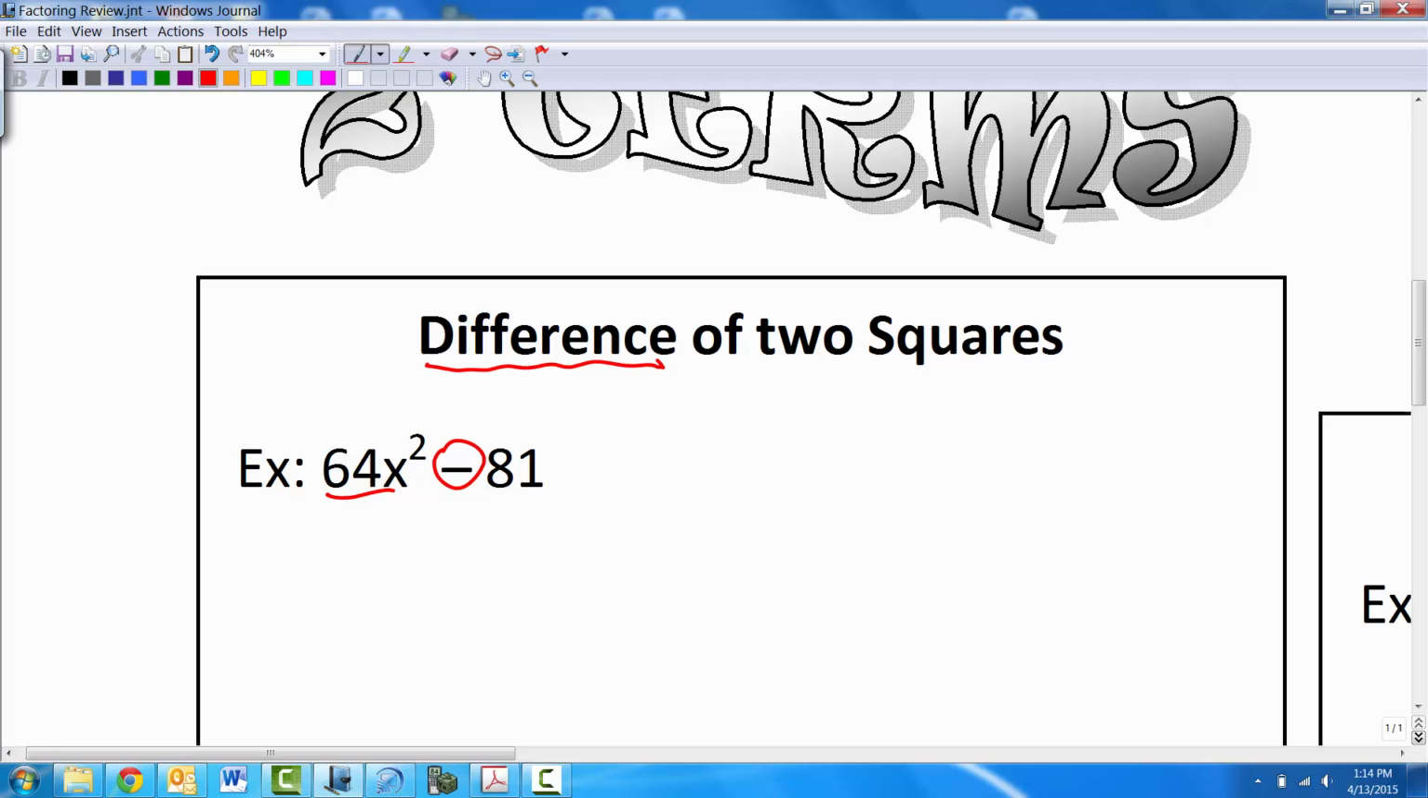So, what's the perfect square of 64? 8. And what's the perfect square of x squared? What times what equals x squared? X. All right. What's the perfect square of 81? 9. Let's move this along. What's the answer? So I'll pause the movie for a second.